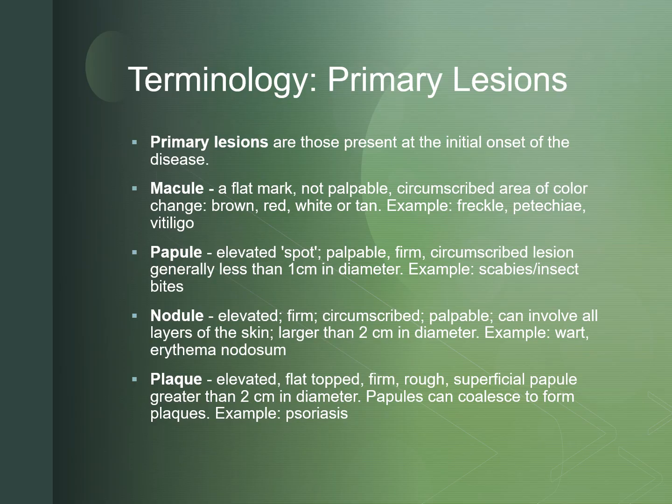Plaque, this is a flat-topped raised lesion. It's usually rough, larger than 2 centimeters. It forms when papules merge together. Some examples of this would be psoriasis. So a quick way to differentiate: a macule is flat, papule is small and raised, nodule is larger, deeper, and plaque is flat-topped and wide.